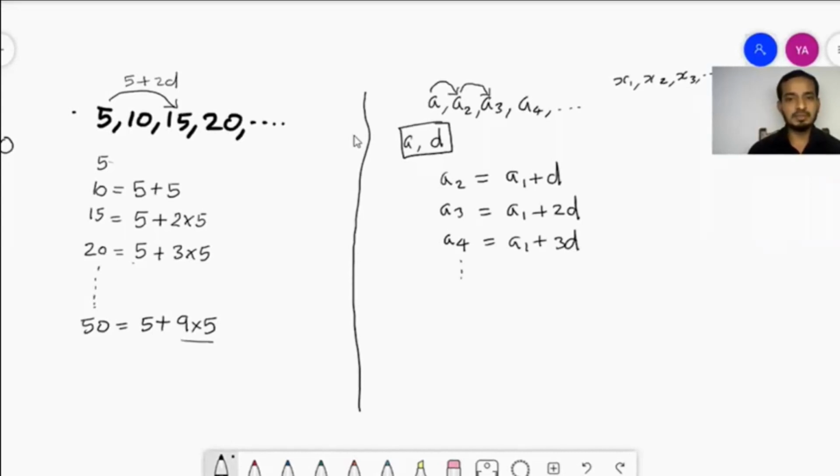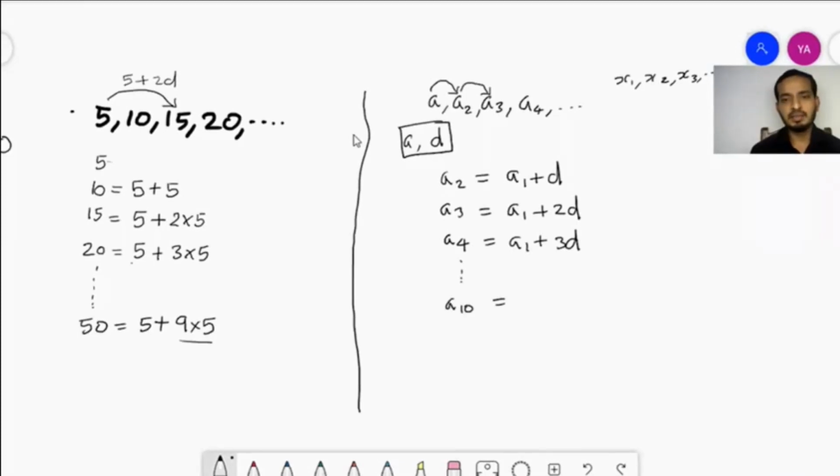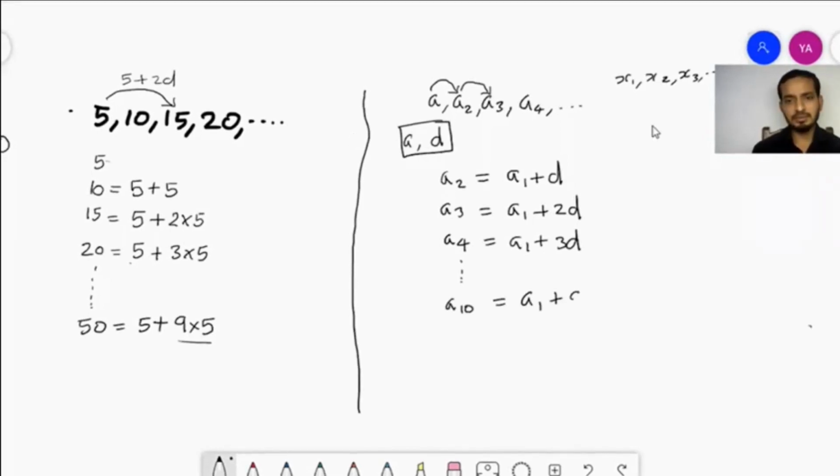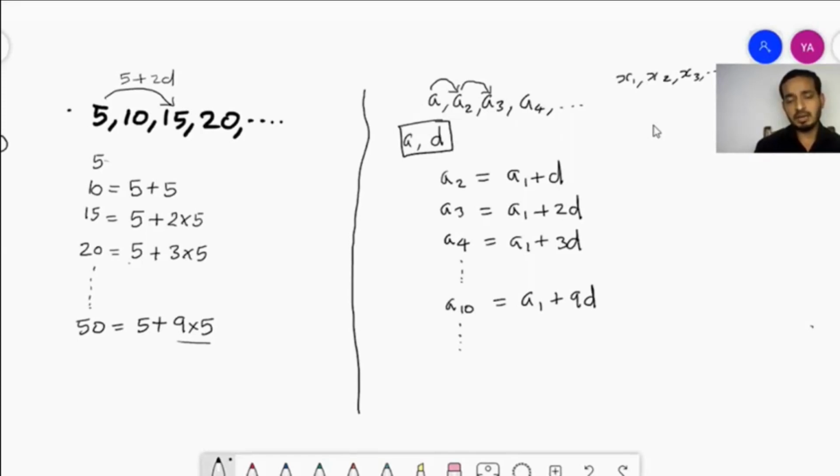If you continue like this, how can we write A10? A1 plus 9D. Okay, A1 plus 9D, very good. So you got some idea. I think we can now form the general form. Before that, I'm not writing; you simply say what will be the 100th term. A100. A1 plus 99D. Yes. So you have to note this number here.